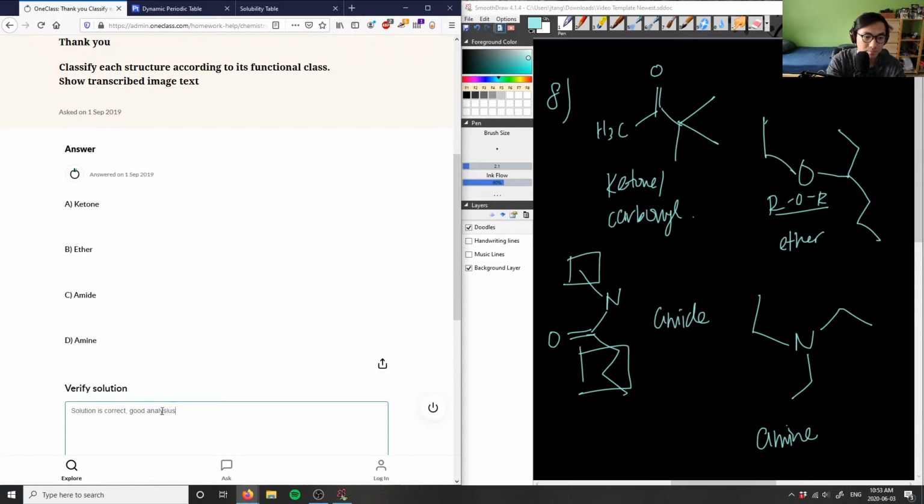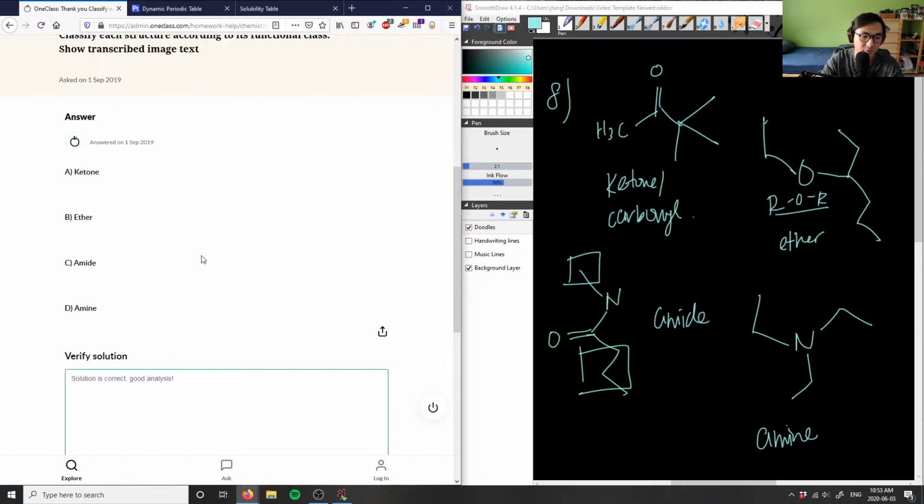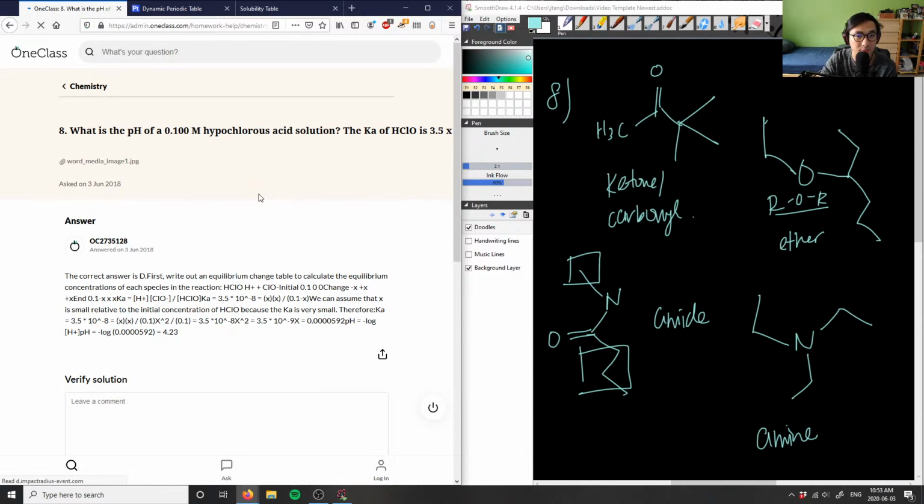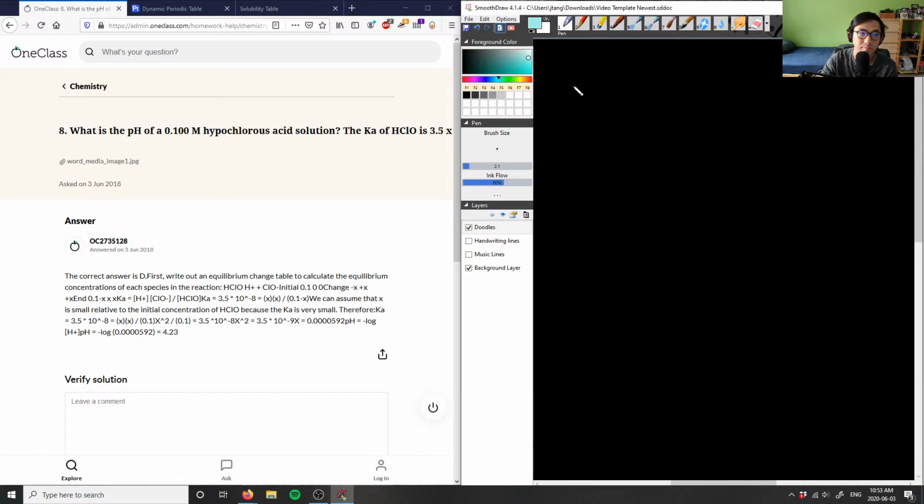Good analysis. Now let's see if I can do one more question, if possible here. This is number 9. What is the pH of a 0.100 hypochlorous acid solution here? Okay, so hypochlorous acid is HClO, plus I'm going to add H2O. It's going to give me ClO minus plus H3O plus.